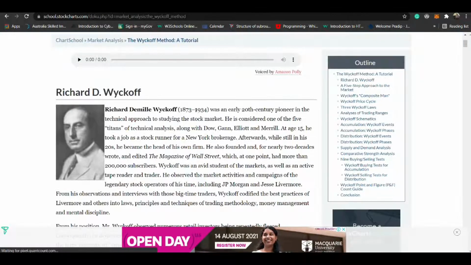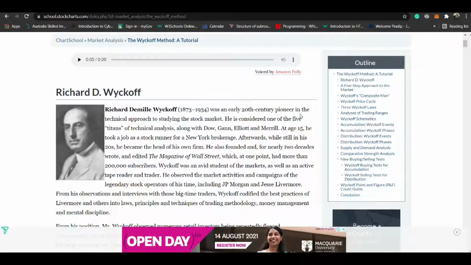This basically explains the behaviors in the market, the behavior of the composite man. The composite man simply refers to the people who run the market with the bigger money or bigger lot sizes. So do check it out. It's called school.stockcharts.com. I'll leave the link down in the description.